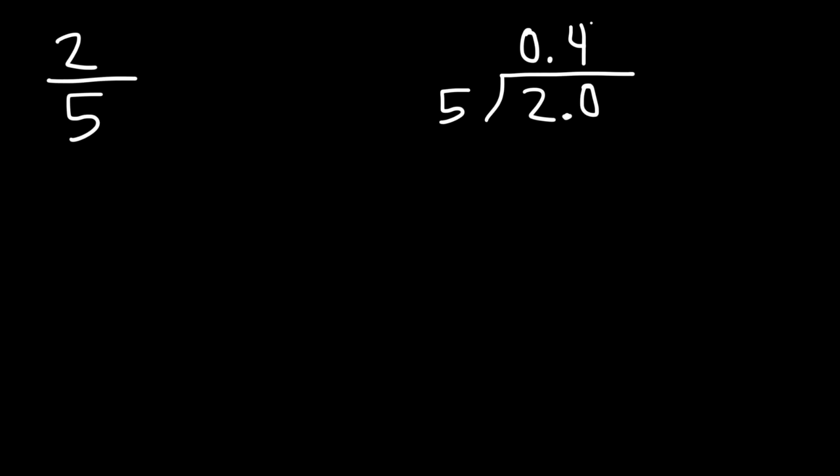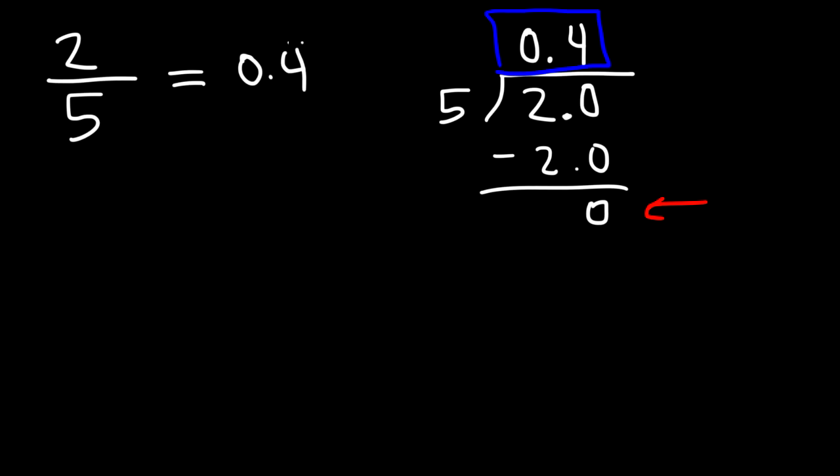So 5 goes into 2 0.4 times. If 5 times 4 is 20, 5 times 0.4 is 2. And so if we subtract these, we get 0. Now once you get a remainder of 0, the number at the top is your answer. So what this means is that 2 over 5 is equivalent to 0.4. And so that's how you can convert a fraction into a decimal using long division.